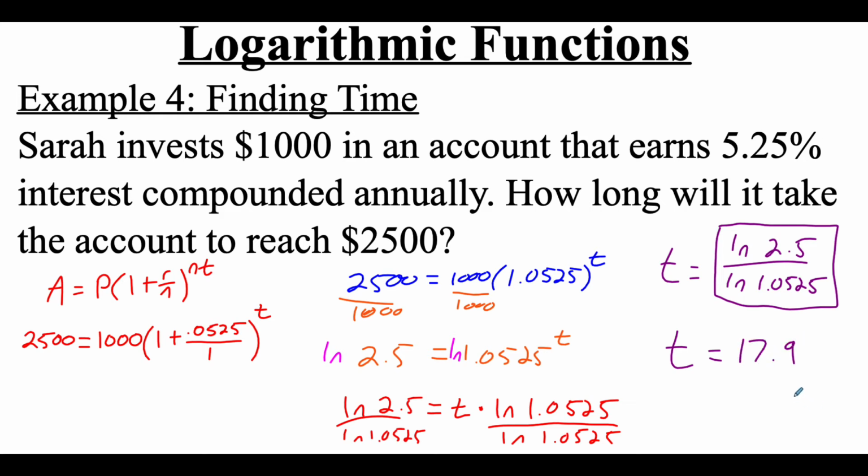17.9. Now we're talking about a time, and in this formula, time is being measured in years. So this is going to take almost 18 years for our account to reach $2,500.